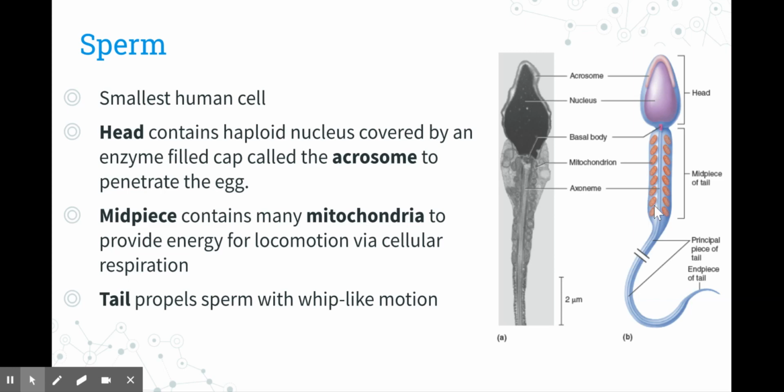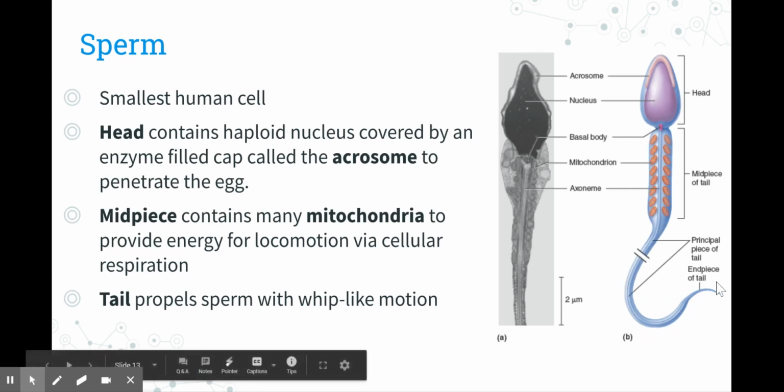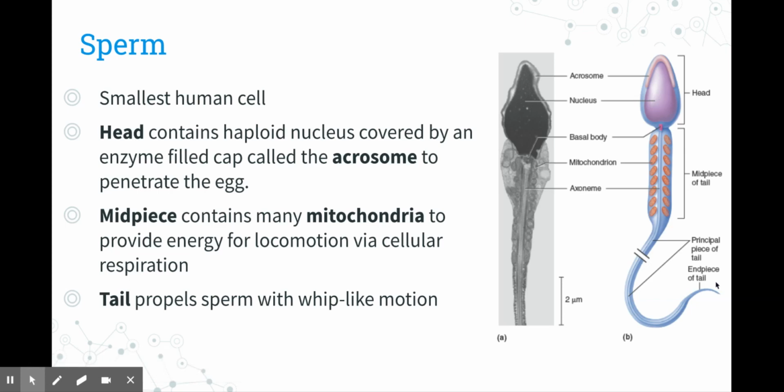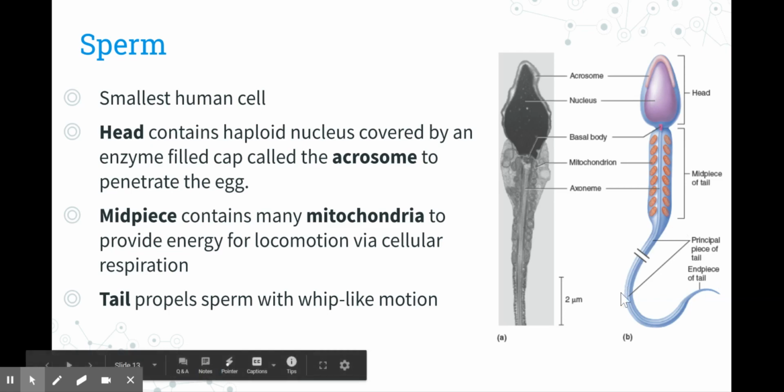The mid piece of the sperm is where we find lots of mitochondria. The mitochondria are there to provide energy in the form of ATP to allow the tail to move and push the sperm up into the female's body for fertilization of the egg. And then, of course, ends in the tail.